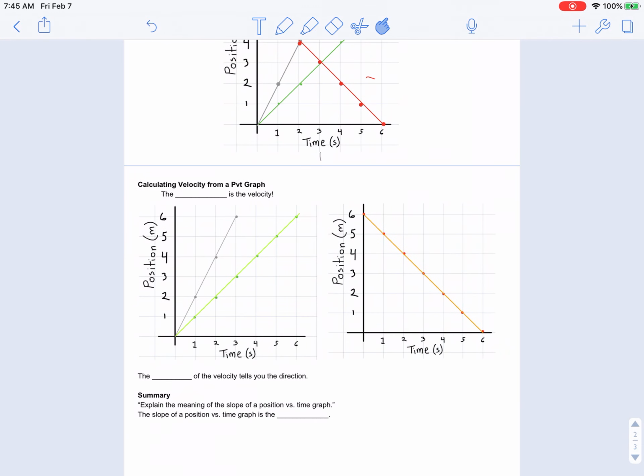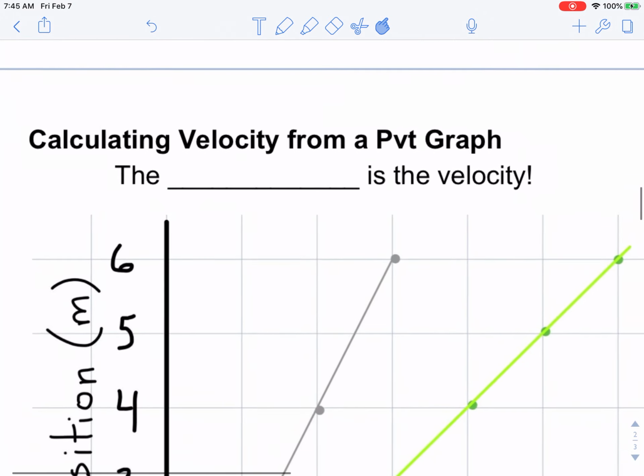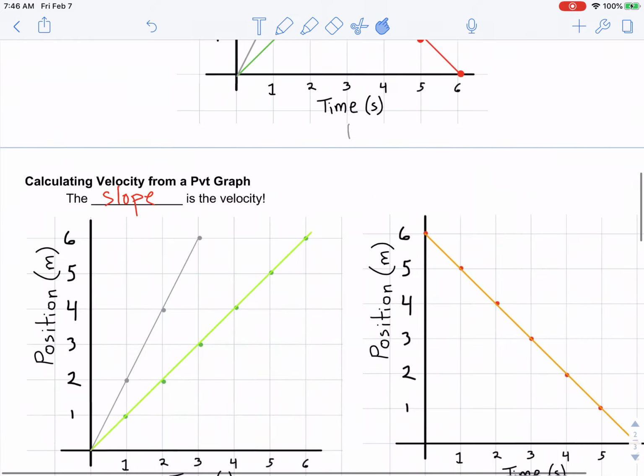So calculating velocity. When someone says explain the meaning of the slope of a position versus time graph, let me clear that up and say that a little bit faster. When someone asks what's the meaning of the slope of the position versus time graph, you can tell them, guess what? The meaning of the slope is the velocity. So what does that mean?